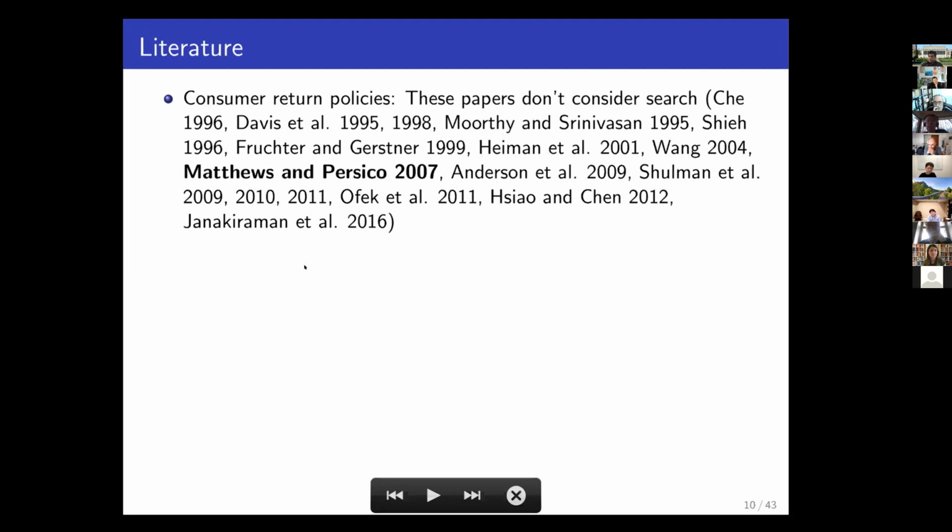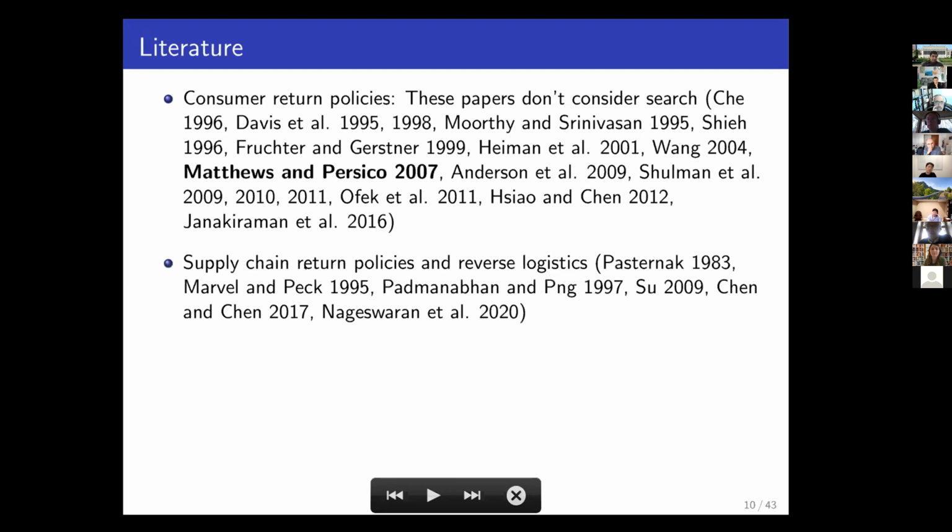I model something called complexity of return policy, which is how many clauses the firm wants to add to the return policy to make it more and more difficult for the consumer to be able to return. They don't have that. So there are certainly differences.